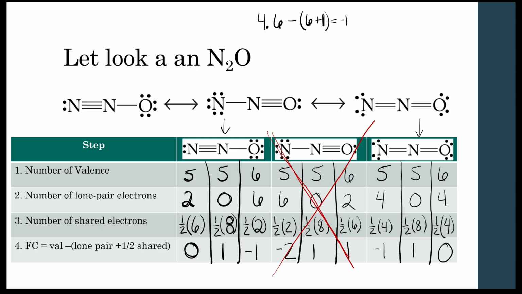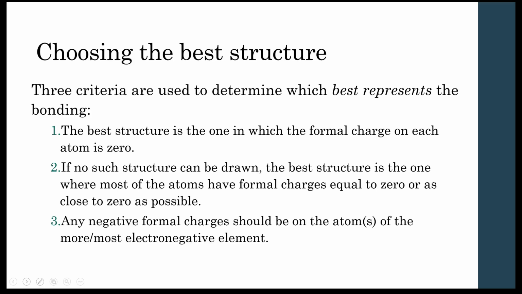Okay. The first and the last, so we do have 1 0 here. And then we've also got a positive 1 and a negative 1. So one of those structures is likely to be the best. And then the last one is if any negative formal charges should be on the atoms that are the most electronegative.